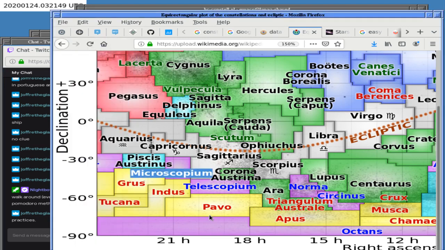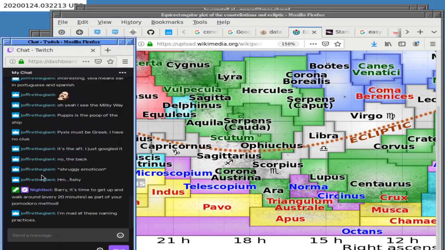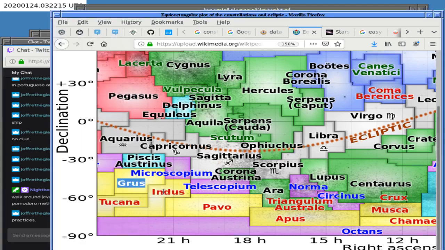And I agree with you. Apus, of course, is the bird of paradise, which is a bird that they found in the southern hemisphere. I don't know who decided that, because there's a northern triangle, I think, they needed a southern one as well. Grus, I think, is the crane. The bird, the crane, not like a moving crane. So I guess we've got a lot of animals here.